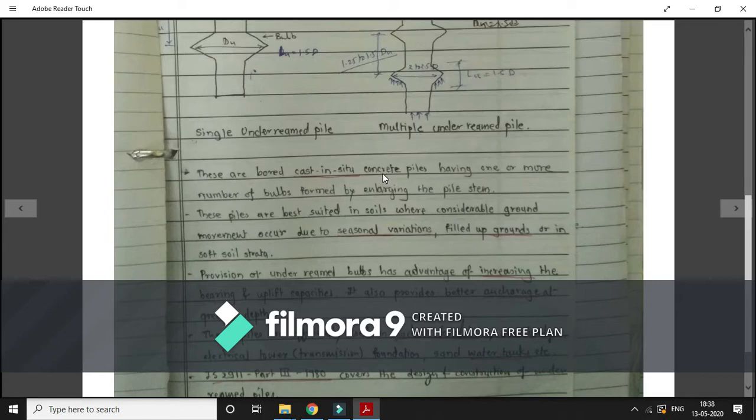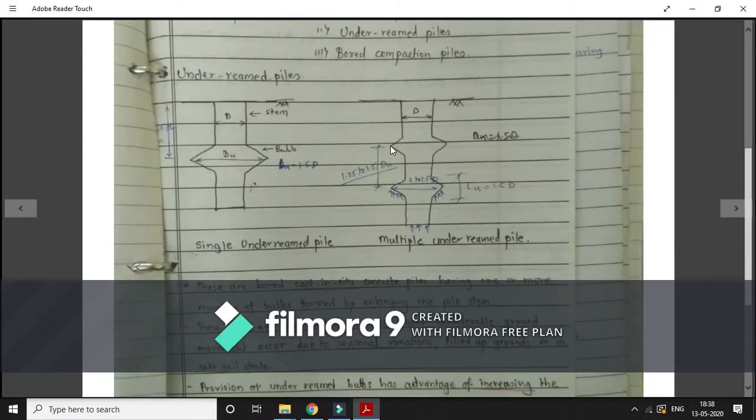These are bored cast-in-situ concrete piles having one or more bulbs formed by enlarging the pile stem. So we are going to enlarge this diameter in this fashion so that it can form a single or multi-ream pile. These piles are best suited in soils where considerable ground movement occurs due to seasonal variation, filled-up grounds or soft soil strata. So you can see here seasonal variation, filled-up grounds, that means very loose soil or soft soil. Whenever we find this type of soil, we will prefer this type of pile.